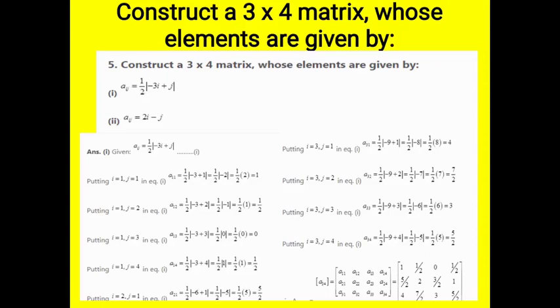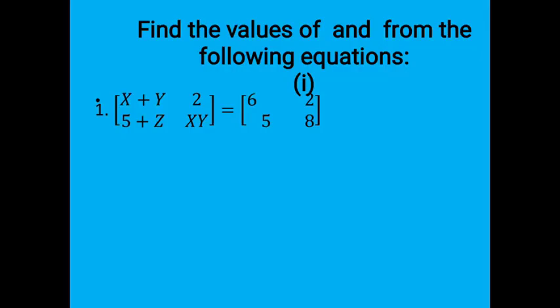Second question for you, how will you solve it? By this method. Now find the values of x and y. Students, how can you find out the values of x and y? Two matrices are given here. The first matrix is x plus y, 2 as the first row, 5 plus z, xy as the second row, equal to, the sign is here, 6 2 is the first row, 5 8 is the second row. So how can you find out the values of these?